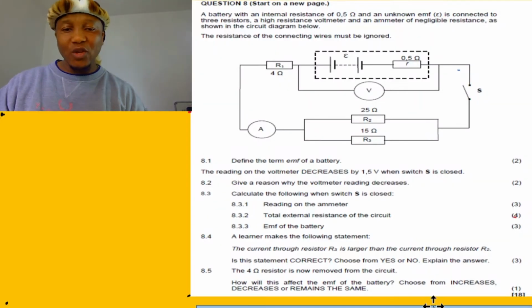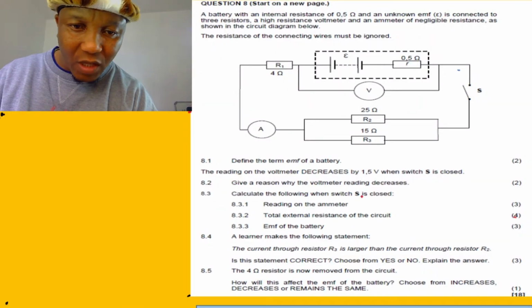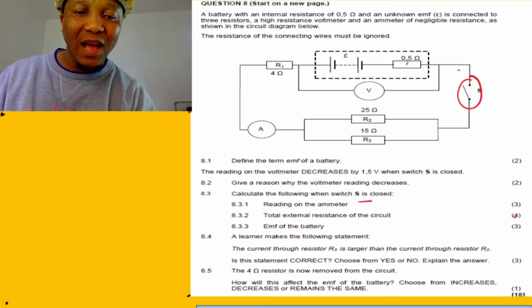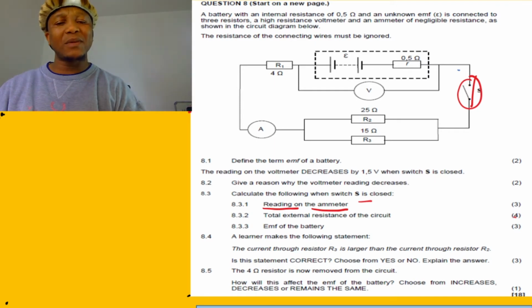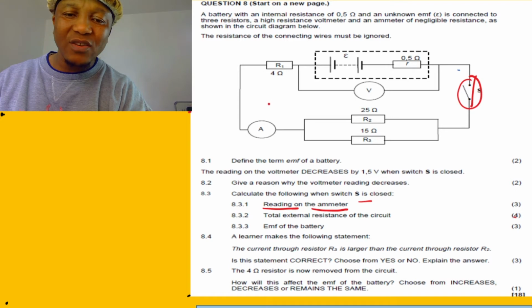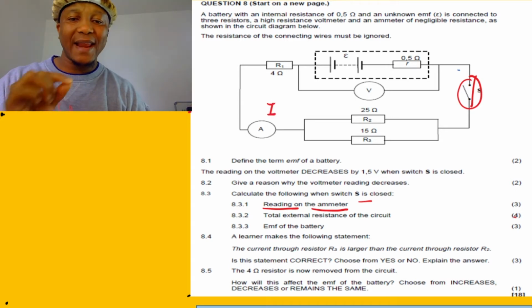Now let's continue to 8.3.1. They ask: what about the following when the switch S is closed? So now this switch S is closed. We have said, okay, it's closed. Now they ask about the reading of the ammeter. What is the reading of the ammeter? The ammeter always means the one here. An ammeter always reads current, which is represented using the letter I.